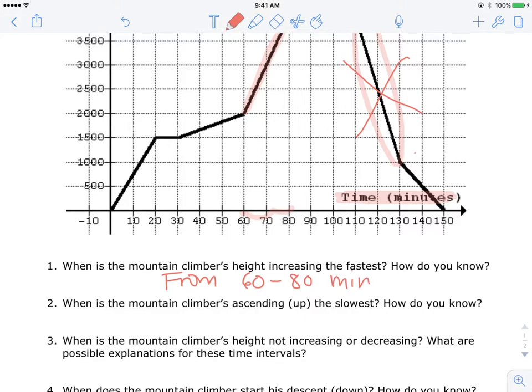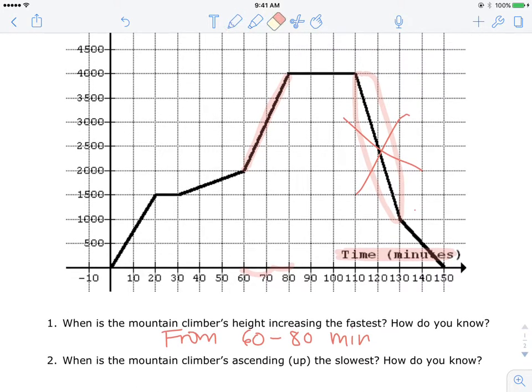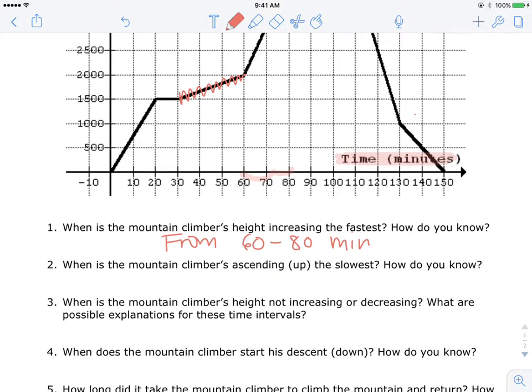All right, when is the mountain climber ascending up the slowest? Okay, so we're assuming that he's still ascending. When is it going the slowest? Well here he's totally flat and here he's totally flat. We're going to assume we're not talking about those points. We want to assume he's still ascending a little bit, which means I've really only got this point right here to look at. So I'm going to say he's still climbing up the slowest from 30 to 60 minutes.